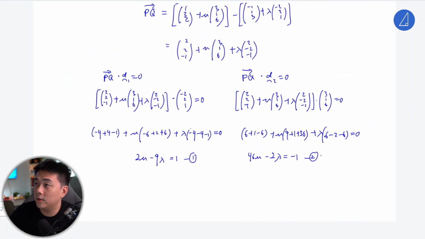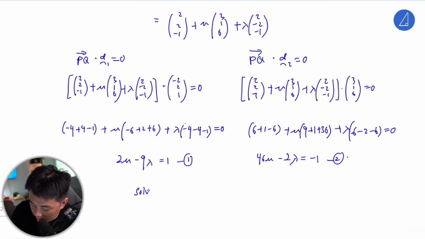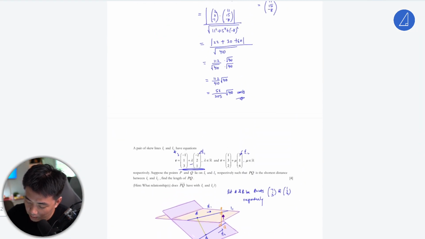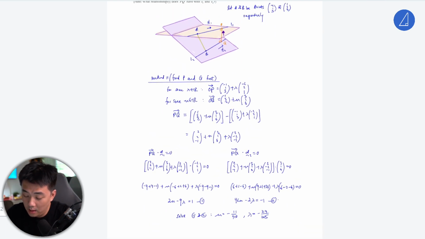So there you go. Once you get it, you solve 1 and 2 simultaneously, and what we'll get is mu equals negative 11410. It's very, what do you call it, promising, because 410 is what we get for here, but I'm not sure whether this is right, but we never know.